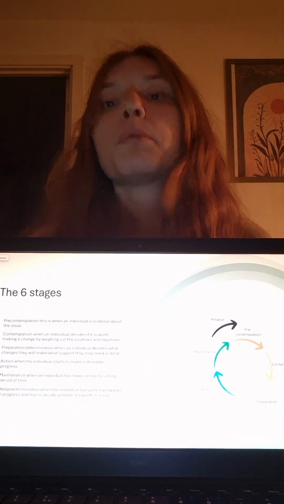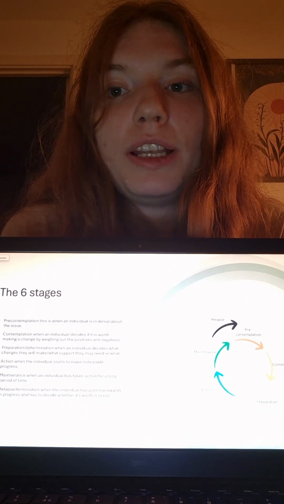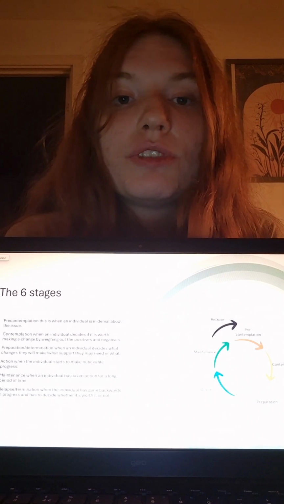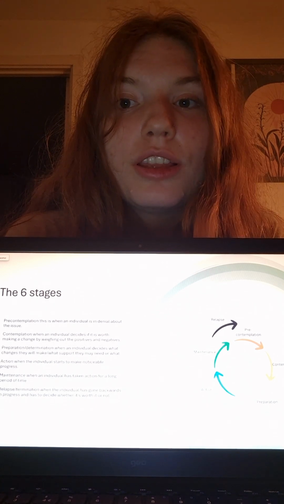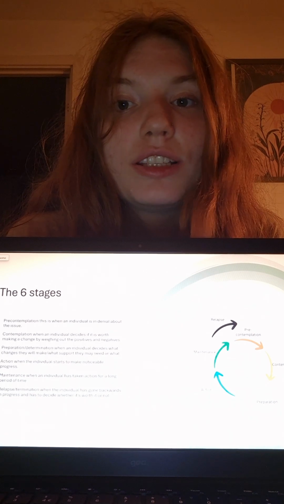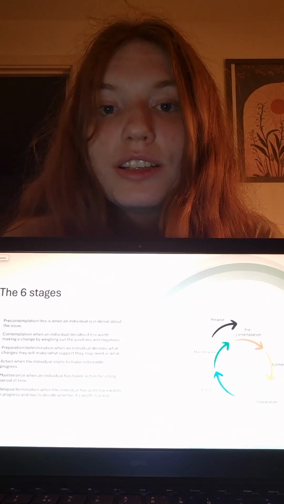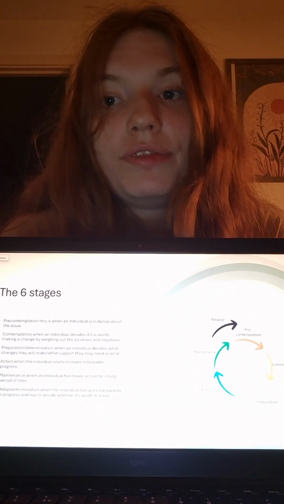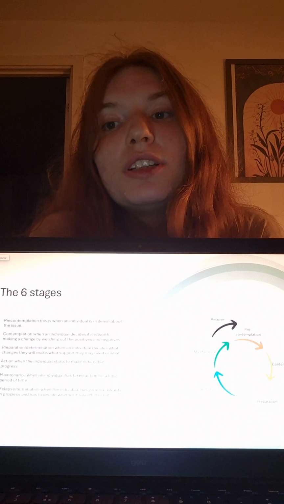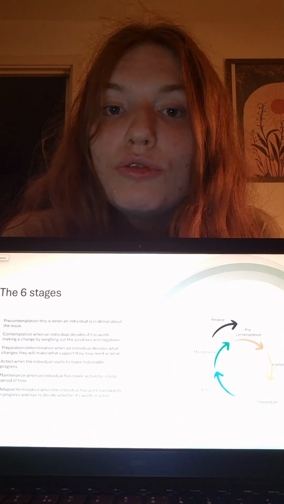The 6 stages. Pre-contemplation. This is when an individual is in denial about the issue. Contemplation. This is when the individual decides if it's worth making a change by weighing both the positives and negatives. Preparation and determination. This is when an individual decides what changes they will make and what support they need or want.